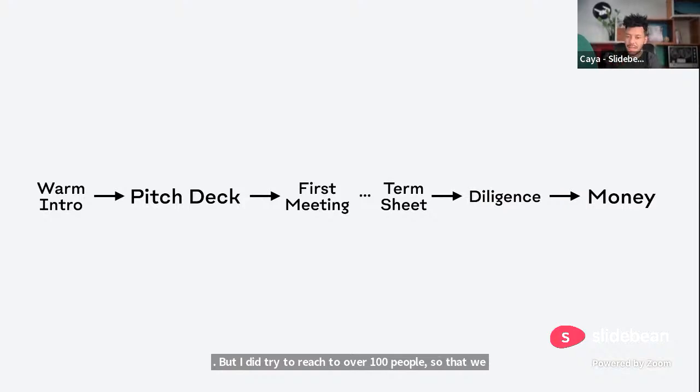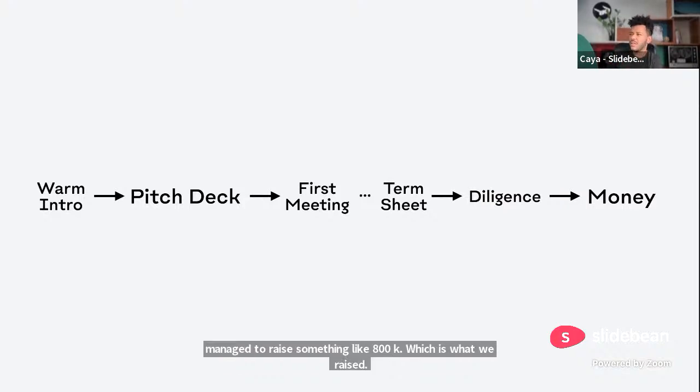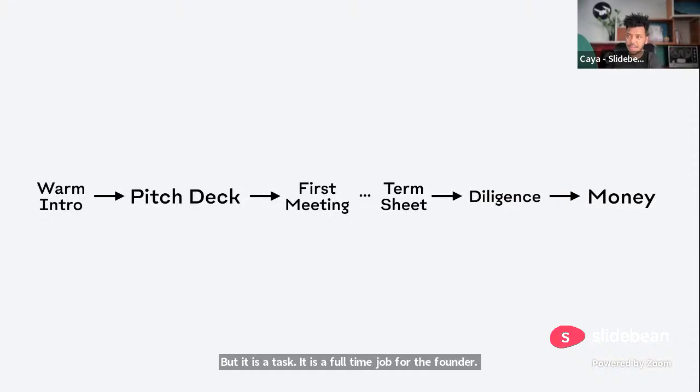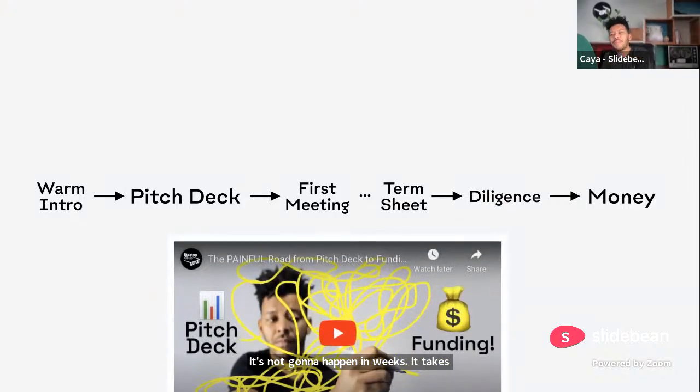But it is a task. It is a full-time job for the founder. It's not going to happen in weeks. It takes months. So, be sure to prepare yourself for that.